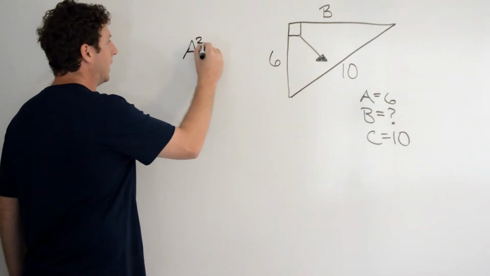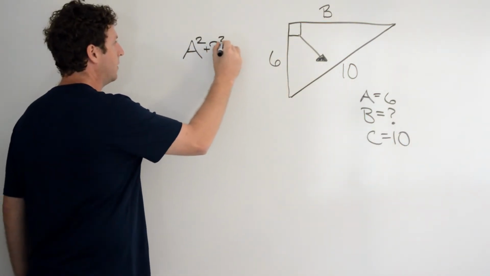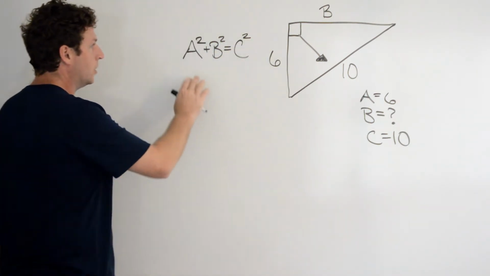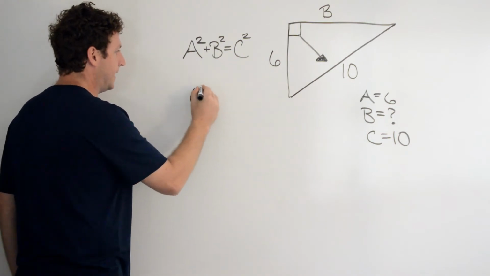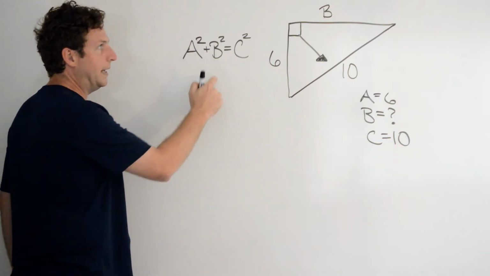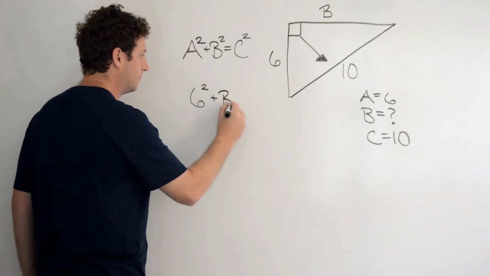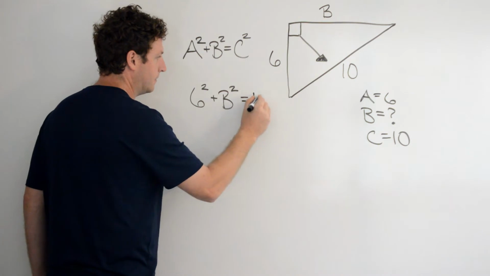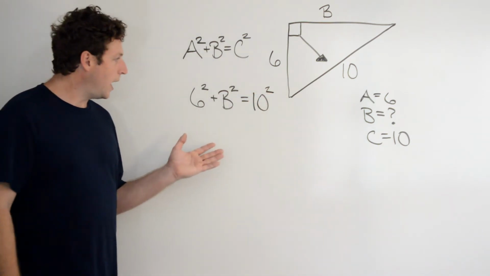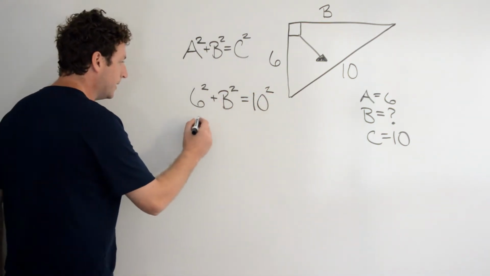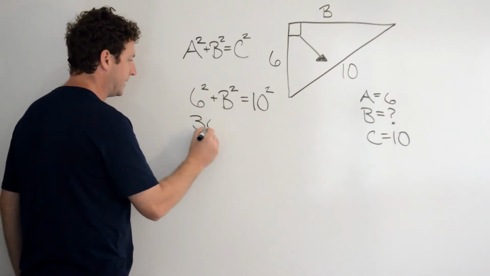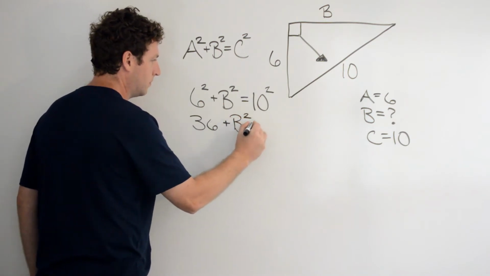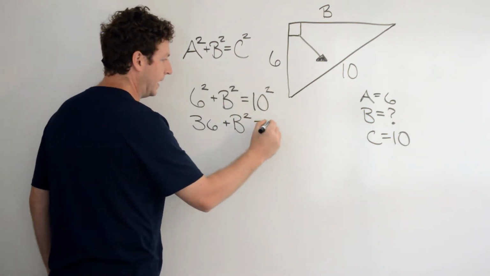Let's go ahead and plug into our equation of A squared plus B squared equals C squared. A is 6. B is still the unknown. And C is 10. Let's go ahead and square what we can. 6 times 6 is 36 plus B squared. 10 times 10 is 100.